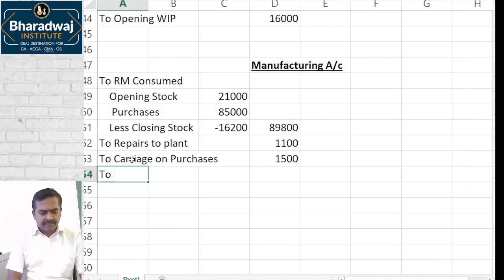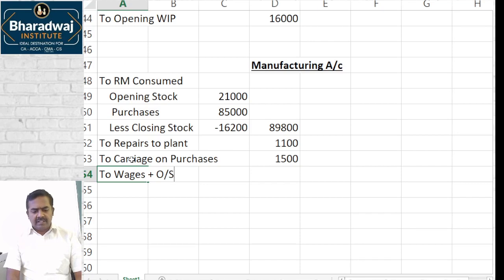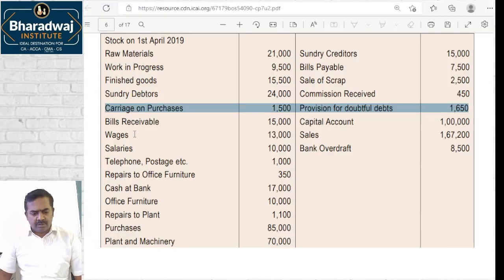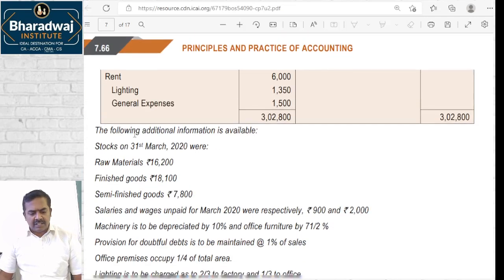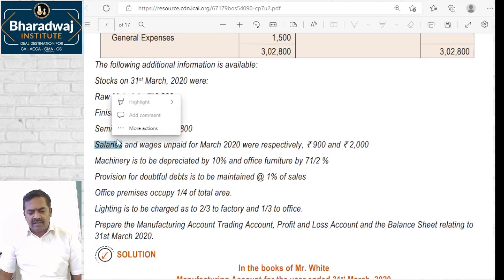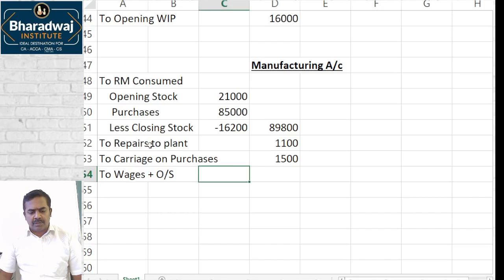Where is wages? 13,000. Wages plus outstanding. 13,000 plus outstanding wages, adjustment. Salary is 900, wages is 2,000. So 13,000 plus 2,000.